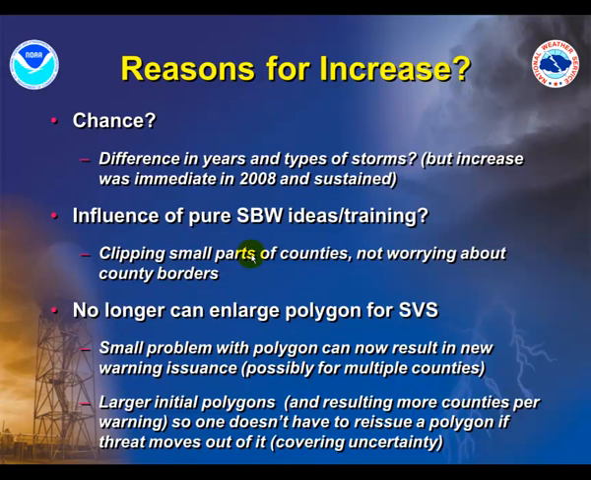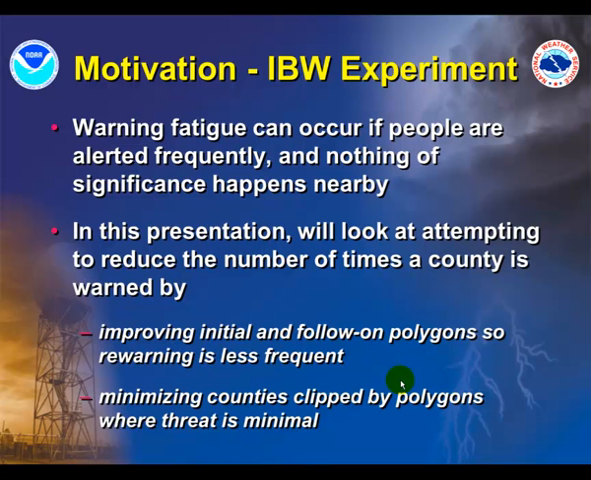The other thing trying to mitigate that problem would be that some people draw larger initial polygons. Given the uncertainty and not wanting to do this, people may draw larger polygons, resulting in more counties per warning, and that means that you may not have to reissue a polygon if the threat moves out of what might have been in this polygon. So you're covering uncertainty there and may lead to more counties warned.